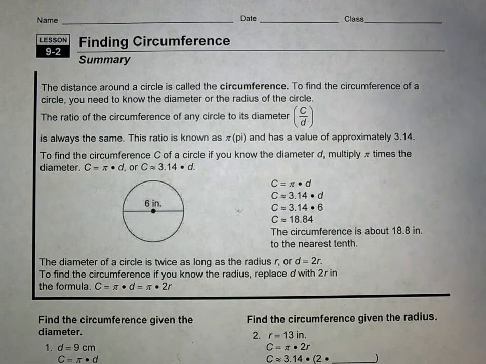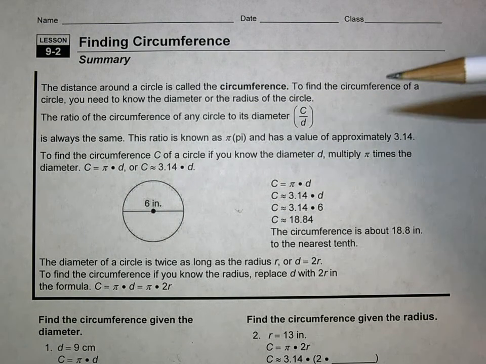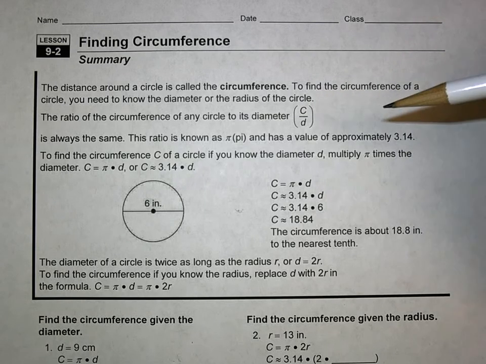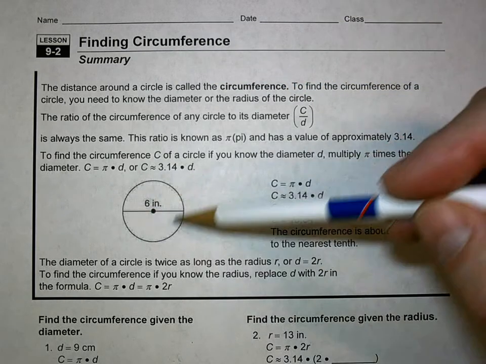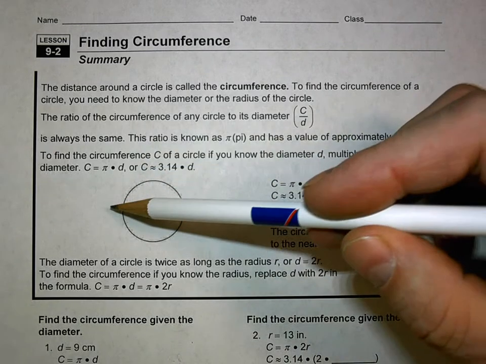Alright, let's talk about finding circumference. This is lesson 9.2 summary. We're dealing with circumference and diameter. We know the distance around a circle is called the circumference. That's all the way around the circle, that's circumference.